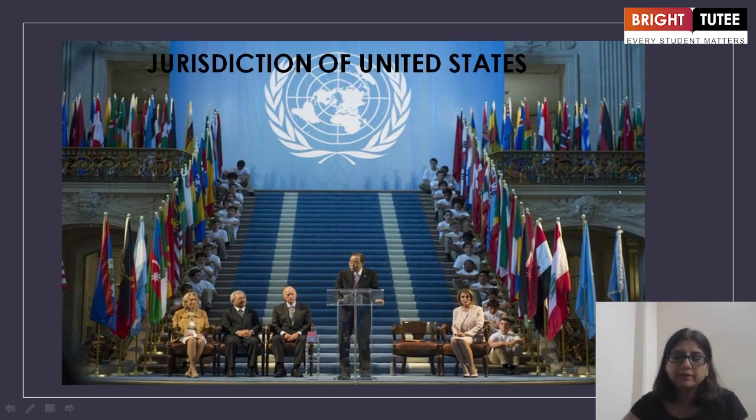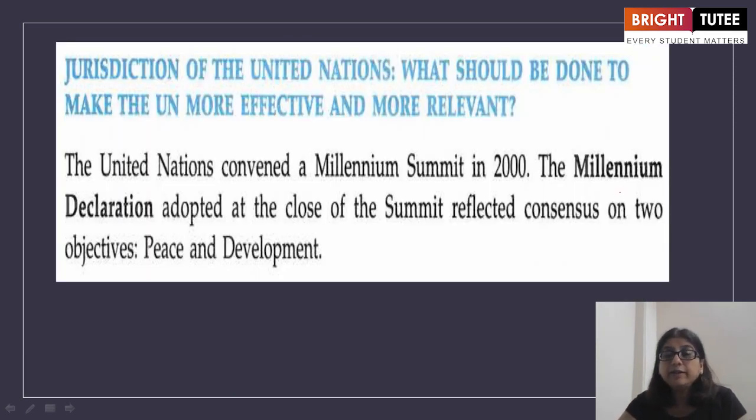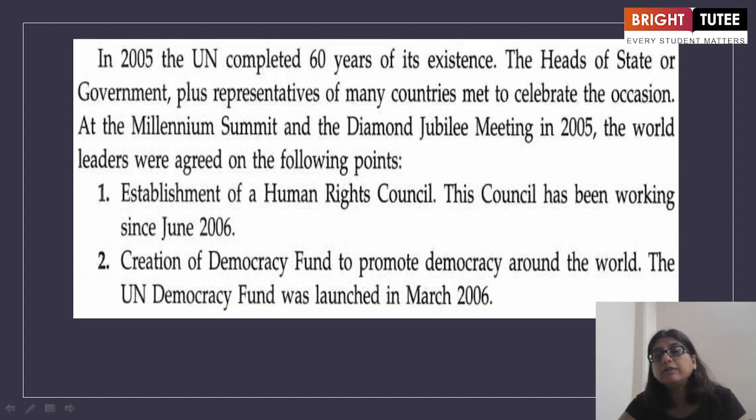The United Nations convened a Millennium Summit in 2000, and the Millennium Declaration adopted at the close of the summit reflected consensus on 2 objectives: peace and development. In 2005, the United Nations completed 60 years of its existence, and heads of state or government plus representatives of many countries met to celebrate the occasion.